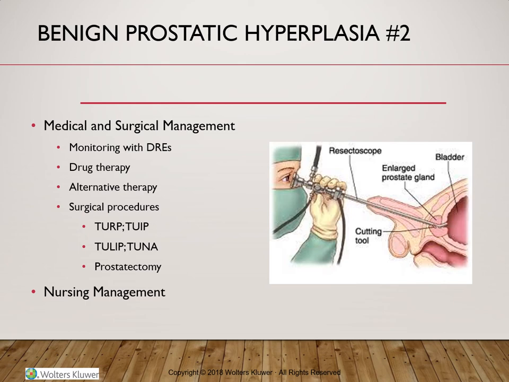In some cases, some patients may take what is called saw palmetto. That's an herbal supplement that is an extract from the fruit of the palm tree. In some patients it will relieve the symptoms because it interferes with the enzyme that converts testosterone to dihydrotestosterone, which is the active form of male hormones.